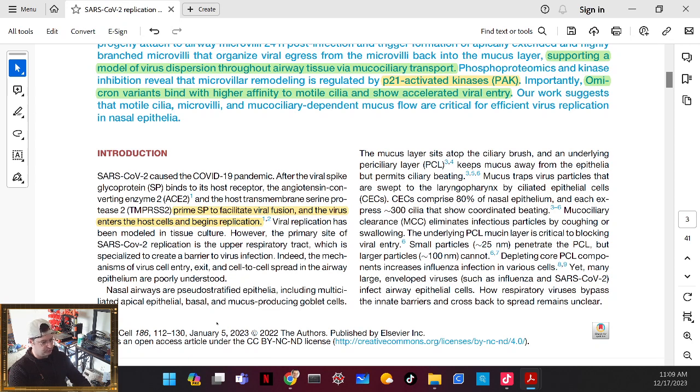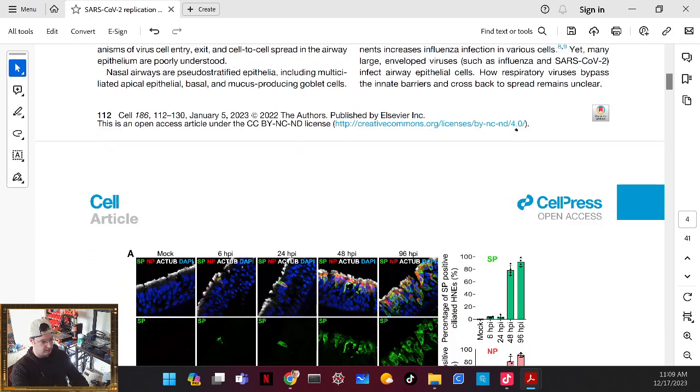Viral replication has been modeled in tissue culture. However, the primary site of COVID replication is the upper respiratory tract, which is specialized to create a barrier to virus infection. Indeed, the mechanisms of virus cell entry and exit and cell-to-cell spread in the airway epithelium are poorly understood. Nasal airways are pseudostratified epithelia, including multiciliated apical epithelial, basal, and mucus-producing goblet cells. This is just a lot of fancy words saying the cells are diversified and specialized, that's pretty much it. So the mucus layer sits atop the ciliary brush and underlying paracellular layer.